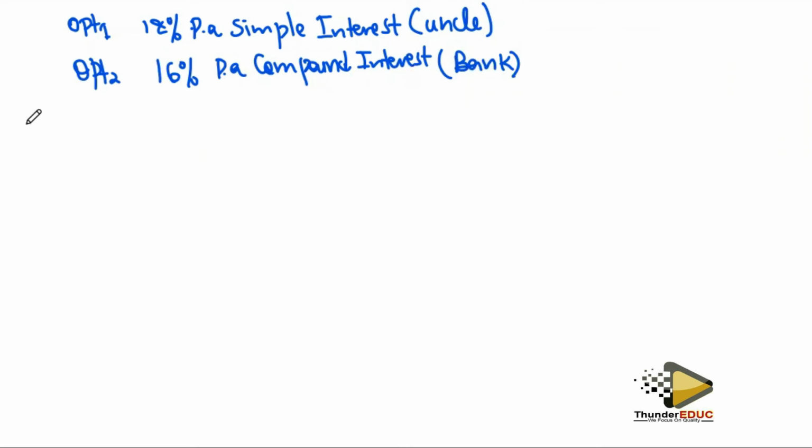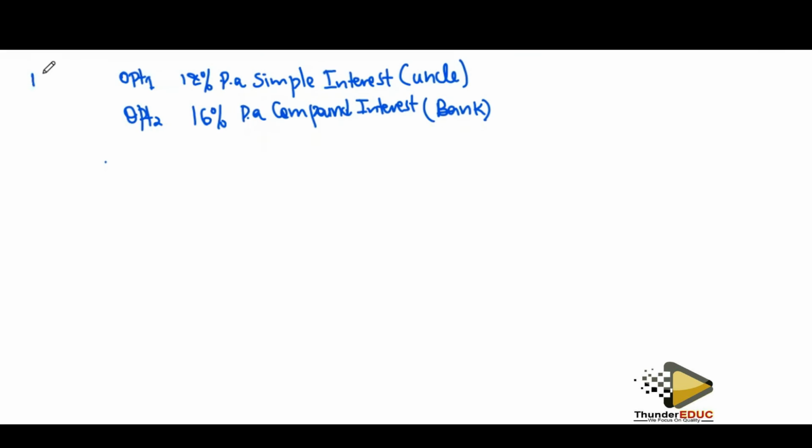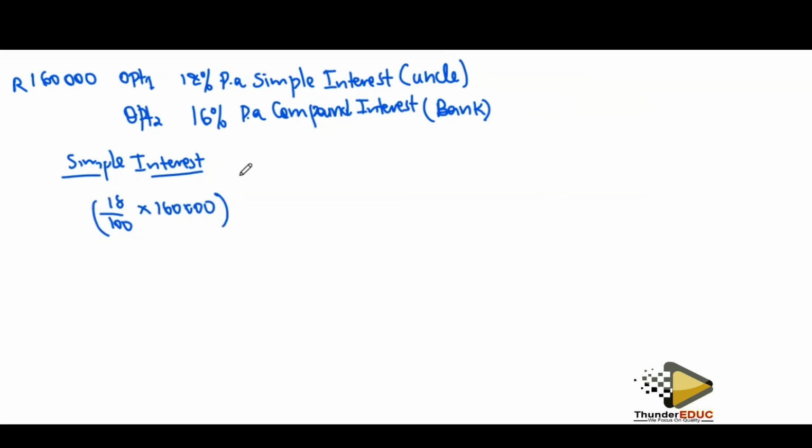All right, option number 1, simple interest. Remember the money he wants to take is 16,000. He needs this money. So let's do simple interest. Simple interest will be 18 over 100 times 16,000, just the interest. Let's do that.